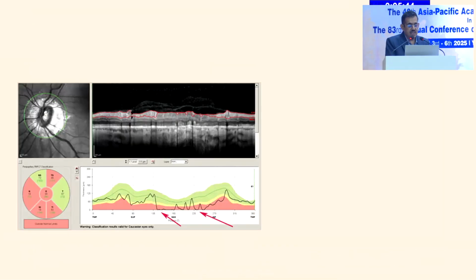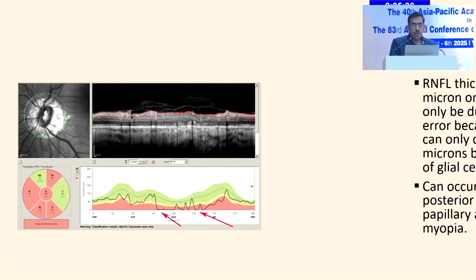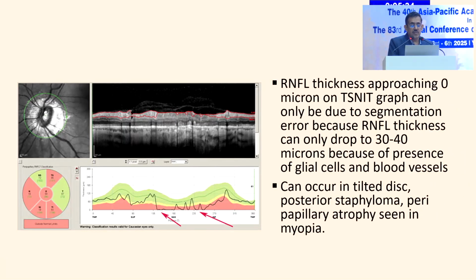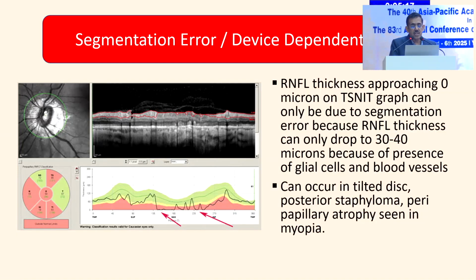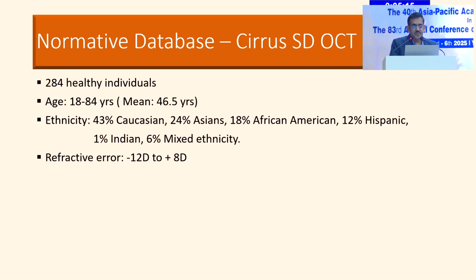Over here is another example showing a lot of red areas in the sector analysis, and even in the TSNIT graph almost reaching 0, which is not possible because the RNFL thickness cannot drop below 30 to 40 microns because of the presence of glial tissue and blood vessels. But this occurs sometimes due to tilted disc or posterior staphyloma, peripapillary atrophy as seen in myopia. So this is a segmentation error by the device.